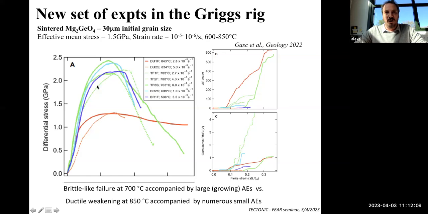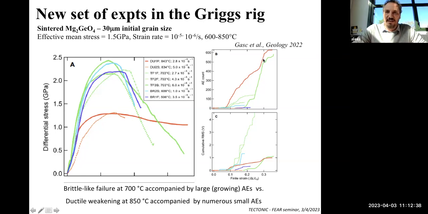This is the very cold ones. You see that when it's cold, this is the stress-strain curve, it goes to very high, 2.5 GPa, and then breaks. And here at higher temperature you have some sort of subtle softening, but kind of a ductile behavior. And one of the nice things is that we can record acoustic emission in all these experiments.